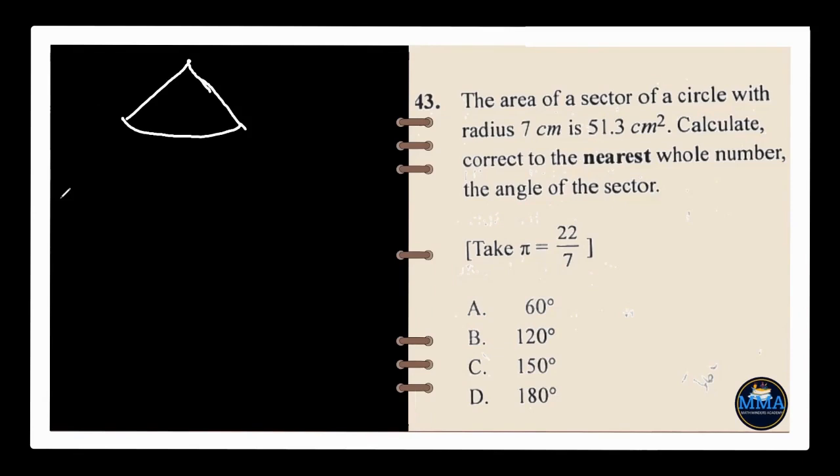Now here, we are told that the radius is 7. We don't know the angle. The sectorial angle is what we are looking for. Let's call it theta. Now, what is the formula for area of a sector?